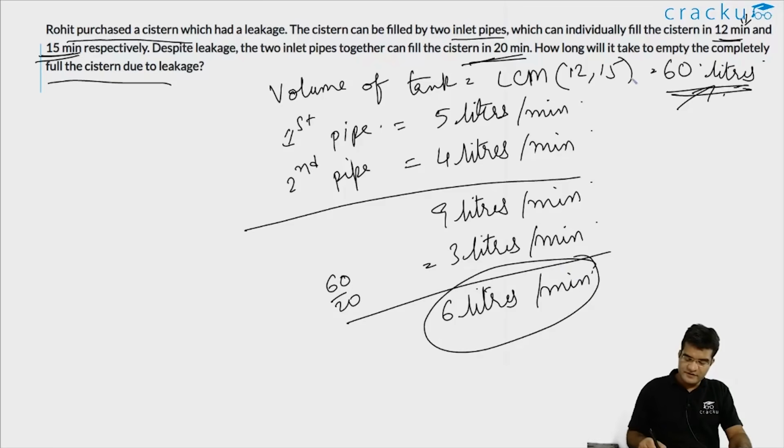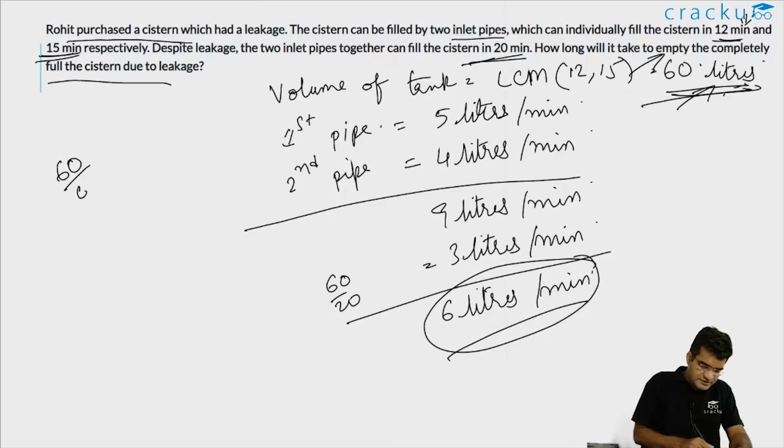So if there is a full tank, the number of minutes that it takes for the leakage to empty it will be 60 liters, which is the volume of the tank, divided by 6 liters. So the amount of time that it takes for the tank to get empty because of the leakage is 10 minutes.